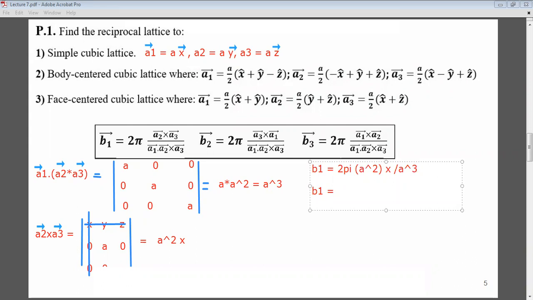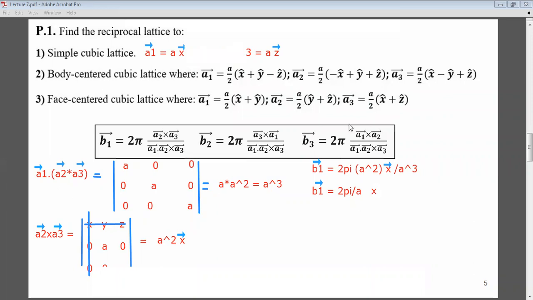So this gives me 2 pi. I have A square in the numerator, A cube in the denominator. This gives me 2 pi over A. So this is the B1 vector. Here there should be, in the direction of X, of course. So this is in the direction of X.